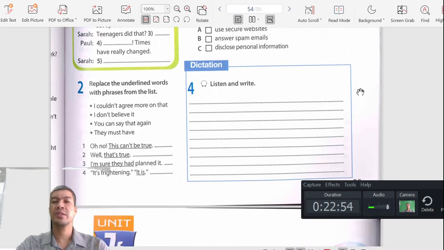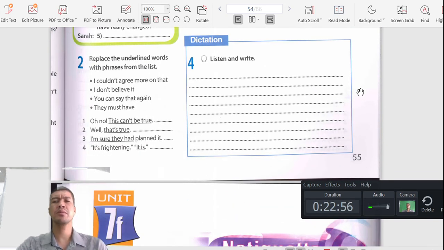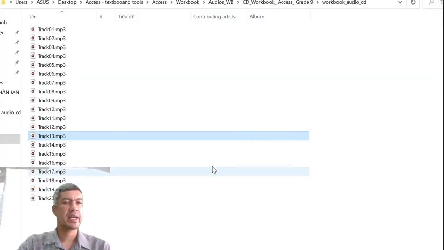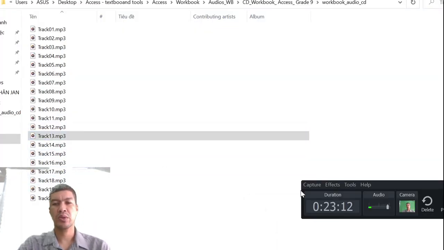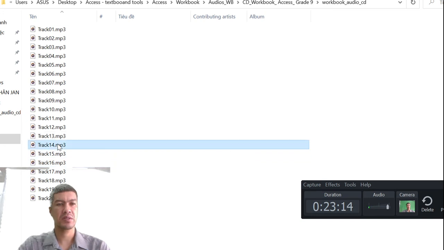All right, moving on to our dictation. I will play the dictation and then afterwards you fill in, and then when we are finished, you can check your answers against the answer sheet provided. All right, and playing our dictation.